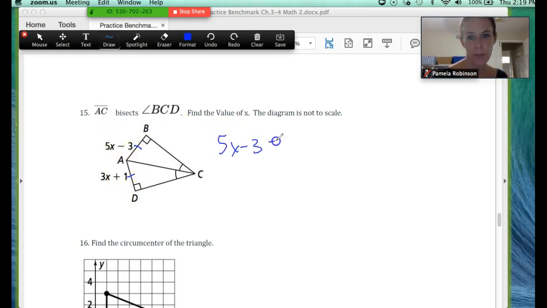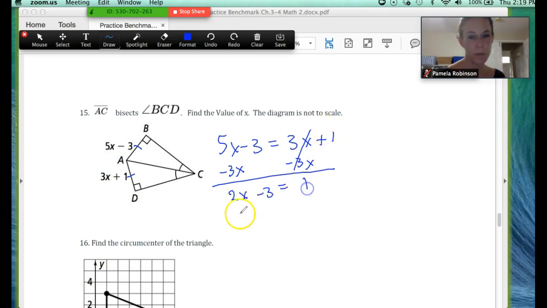5x minus 3 equal to 3x plus 1. Time for a little algebra. All right, gather your x's together on one side by subtracting 3x from both sides. Got to keep your equation in balance. Do the same thing to both sides. Subtract and bring down. You're going to get 2x minus 3 equals, bring this down, 1.